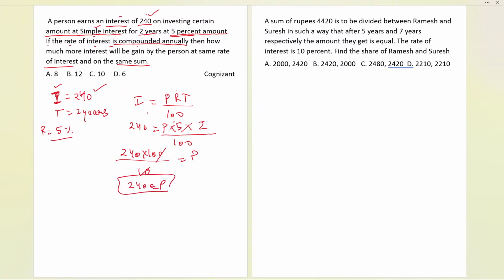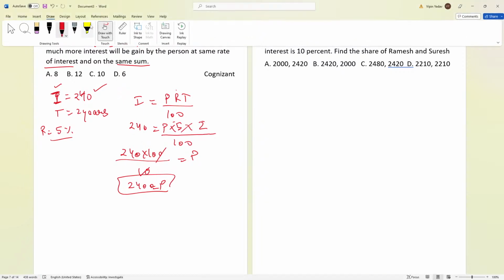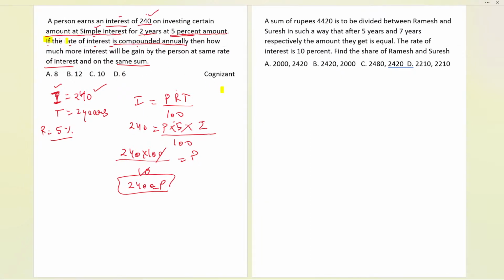Now we have got the principal. In the further part, it is saying that if the rate of interest is compounded annually now. Earlier, what was the rate? It was 5%. Now also, I'll keep the same rate percent, as it is saying that the rate of interest is compounded annually. Now we need to calculate the interest gained by the person at the same rate and on the same sum. The sum we have already got, that is principal, 2400. Rate is also the same, that is 5%.